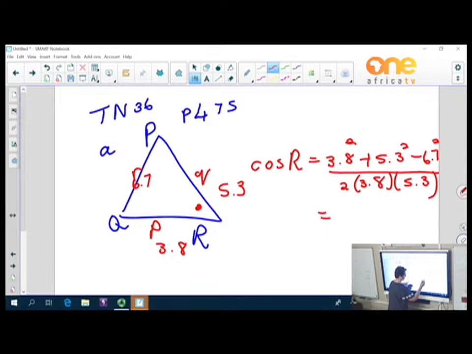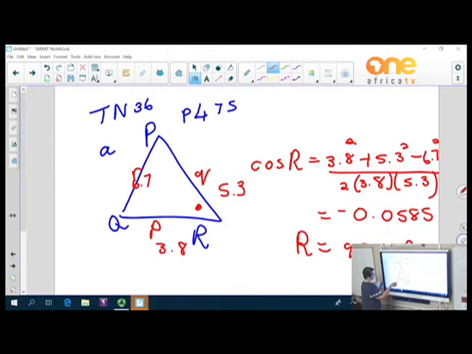negative 0.5858, which means I'm going to get an obtuse angle there. So R, second function, cosine, your answer, is equal to 93.4 degrees. Angles to 1 decimal place. So remember, the longest side is opposite the biggest angle.